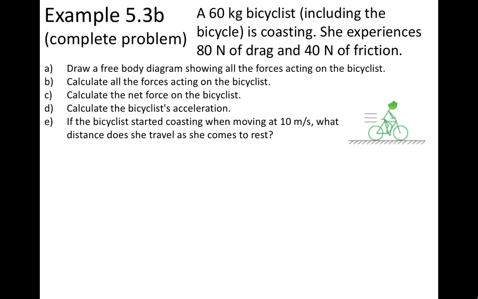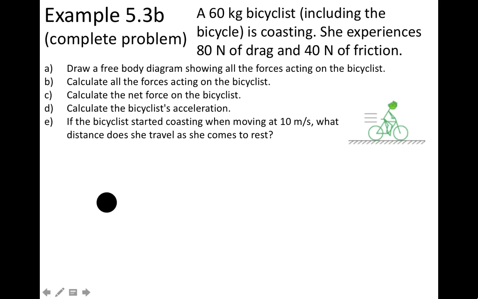Okay, last example for the unit. Here we have a 60-kilogram bicyclist, and that mass includes the bicycle's mass as well. She's just coasting, and so that implies there's no applied force pushing forward. She experiences an 80 newton drag force and a 40 newton friction force. Part A wants us to draw a free body diagram to show all the forces acting on the bicyclist.